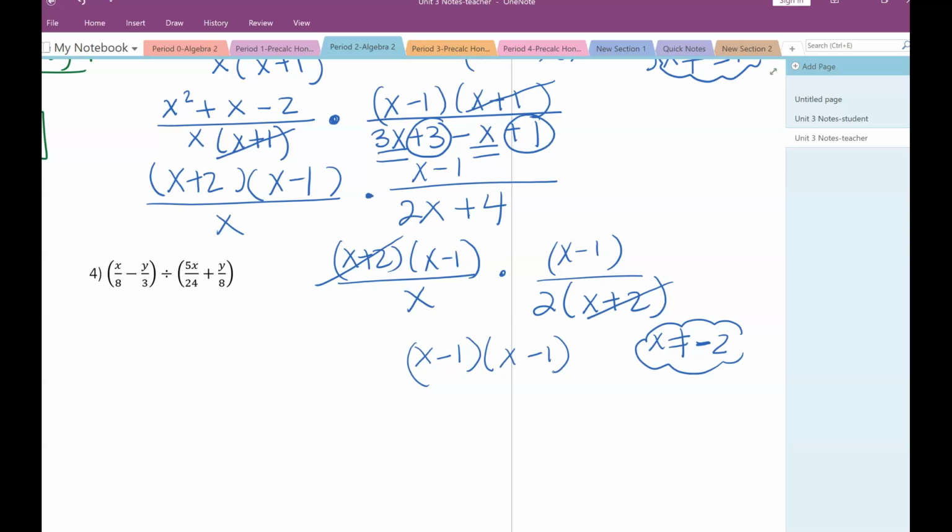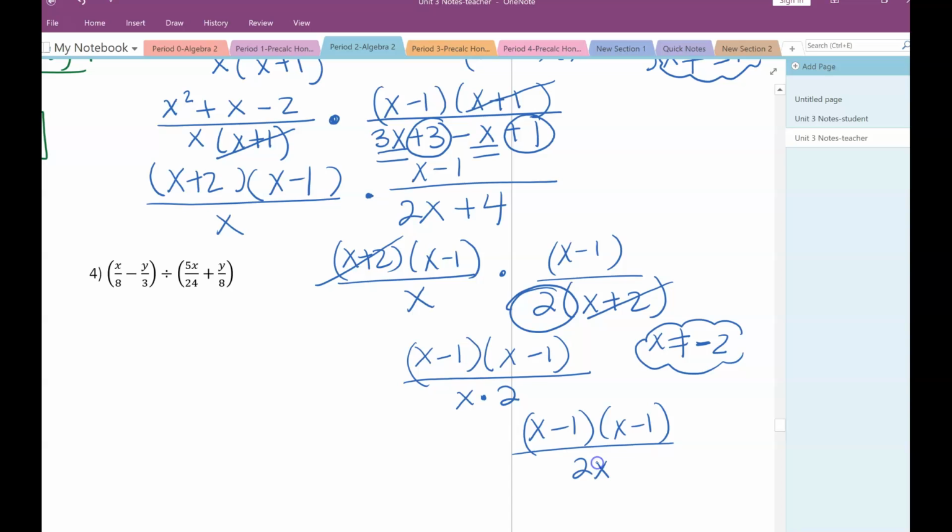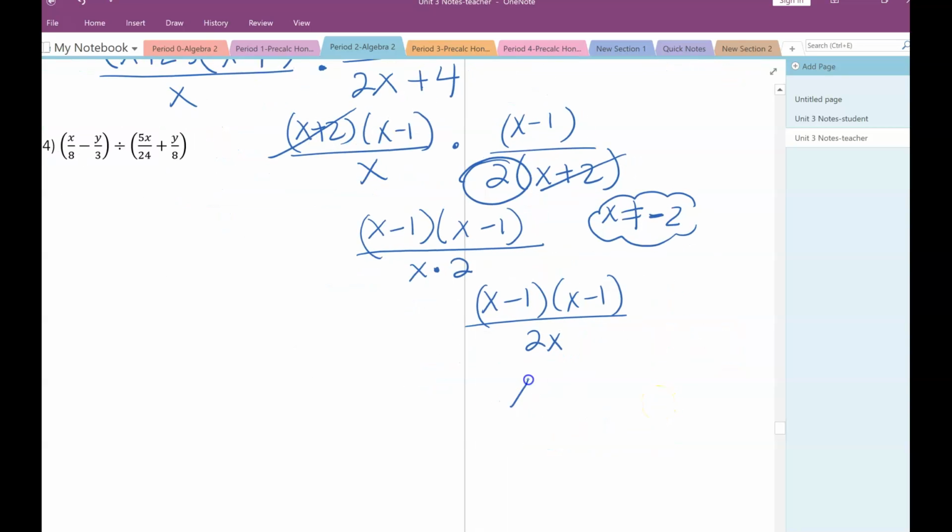Over what? Over how many x's? Be careful. 2, because we have an x times a 2. So, final answer, x minus 1 times x minus 1 over 2x. Technically, can I write x minus 1 squared like this? Would that be okay too? Yes, I would accept all of that.